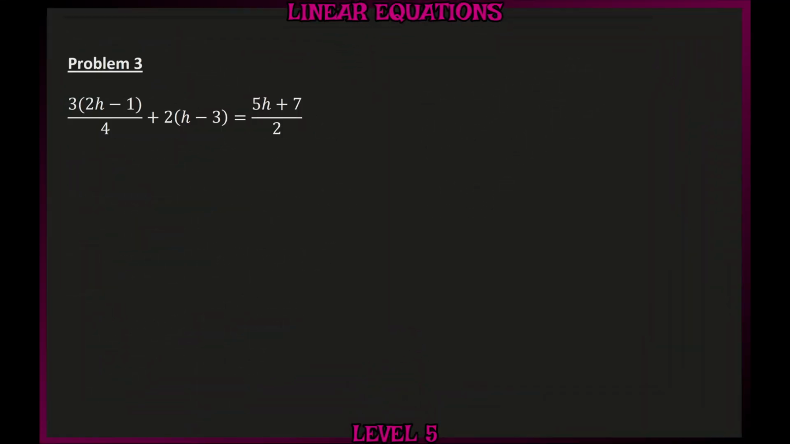In problem 3, we're solving the equation 3 multiplied by 2h minus 1 all over 4 plus 2 times h minus 3 is equal to 5h plus 7 all over 2. Now in problems like these, where we have multiple fractions, it really helps to make all the terms over the same denominator.